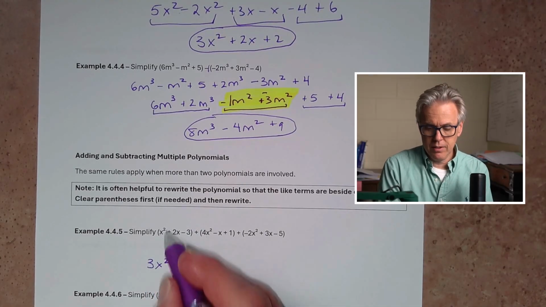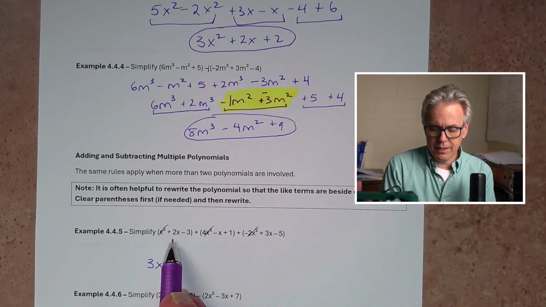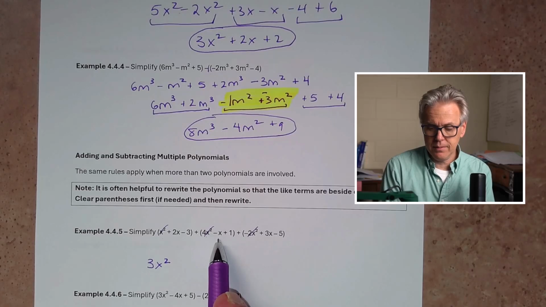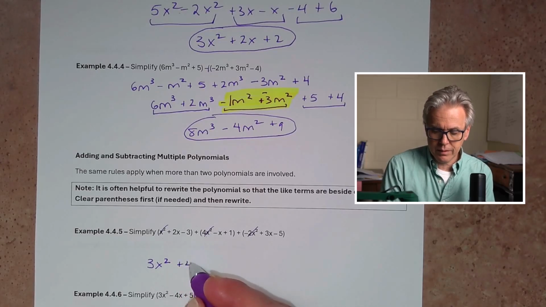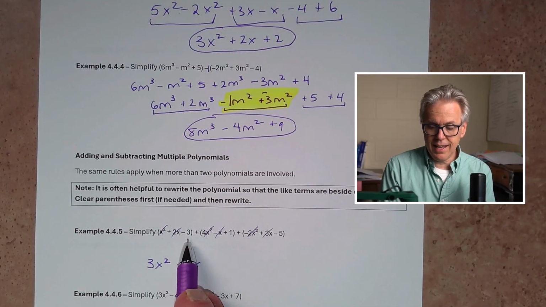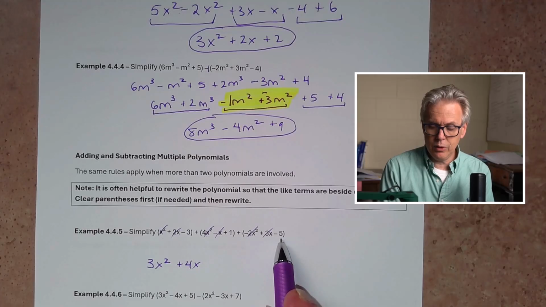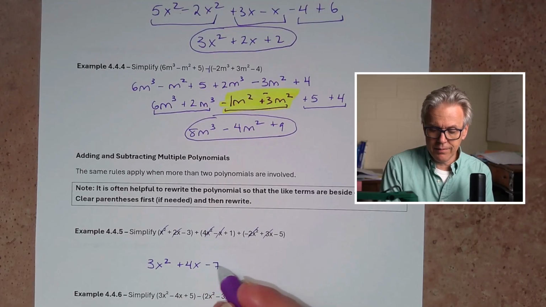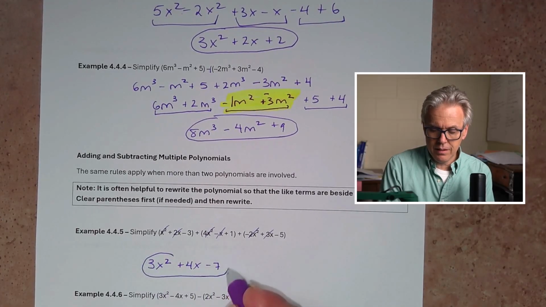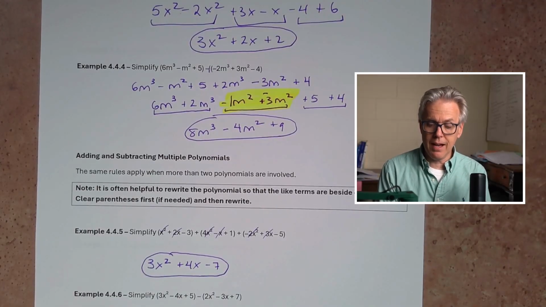Then move to the next one. Again, I just added all my x squares together. We have a positive 2x minus 1x is 1x. Plus 3x is 4x. I've got a -3 plus 1 is -2. And -2 plus a -5 is -7. Really make sure that you're able to do that, though, with confidence.